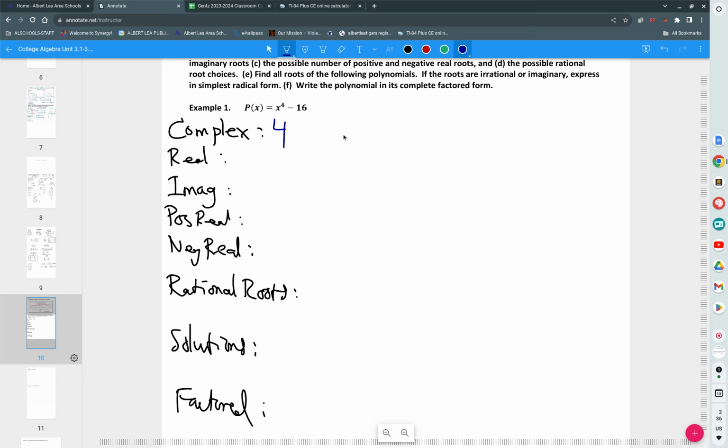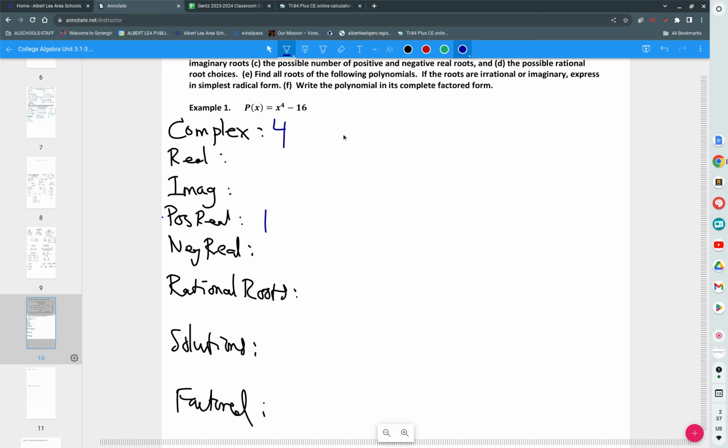I want to determine the number of real solutions. I'm going to focus on the number of positive real right now. How do I determine the number of positive real solutions? What do I look for? How many times it switches from positive? Yeah, how many times does it change here? So there is one positive real solution.